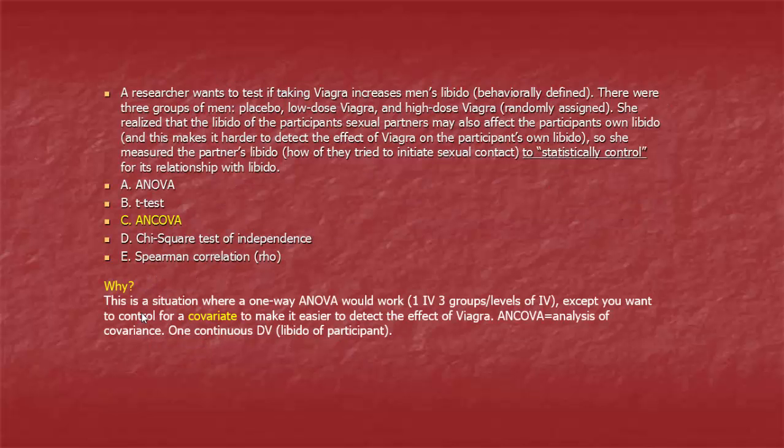So C is the answer. It's a situation where a one-way ANOVA seems to work. We have one independent variable with 3 levels to it, or 3 groups. Except we want to control for a covariate and then see if there's a relationship after controlling for that covariate. That's why it's analysis of covariance, ANCOVA.